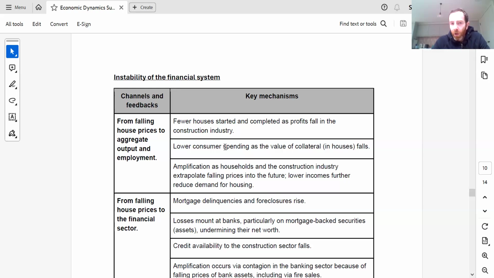If there's lower consumer spending, that means there's less demand for goods across the economy, and that means maybe fewer people employed, and therefore fewer people with income, and that's going to have a knock-on effect of reducing consumer spending even more. And on the construction industry side of things, if they carry on thinking prices are going to fall, they're going to reduce the number of people they're employing, and that's going to have a knock-on effect across the economy as well.